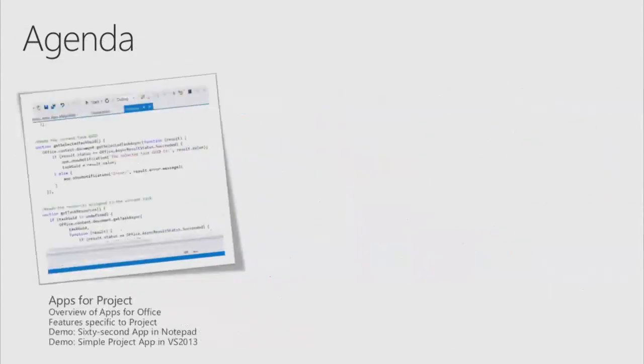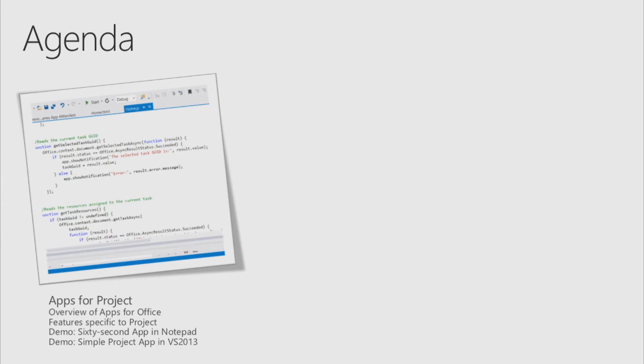My agenda for the day, talking about apps for Project first. Start off with a simple overview of apps for Office, and that's the new extensibility platform that we made with the 2013 release. I'll show that at a high level, and then I'll talk about what's specific feature-wise to Project, and that's really where the focus of this talk will be, on the specific apps for Project.